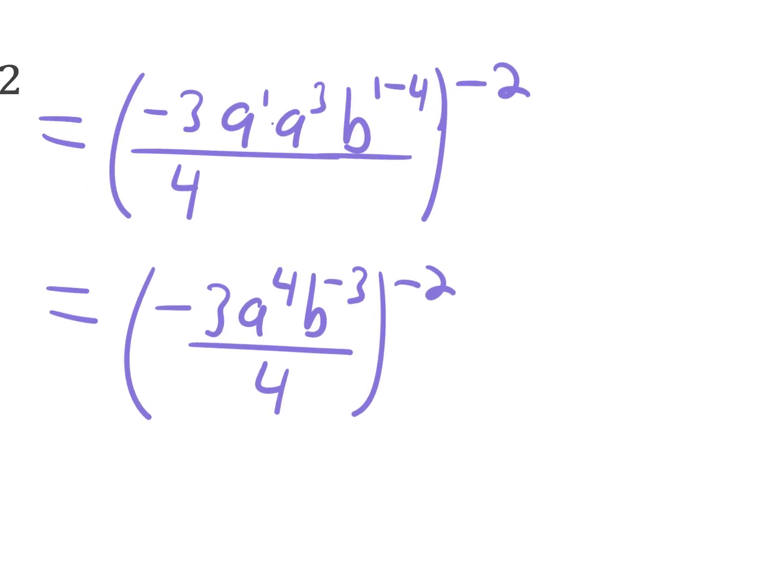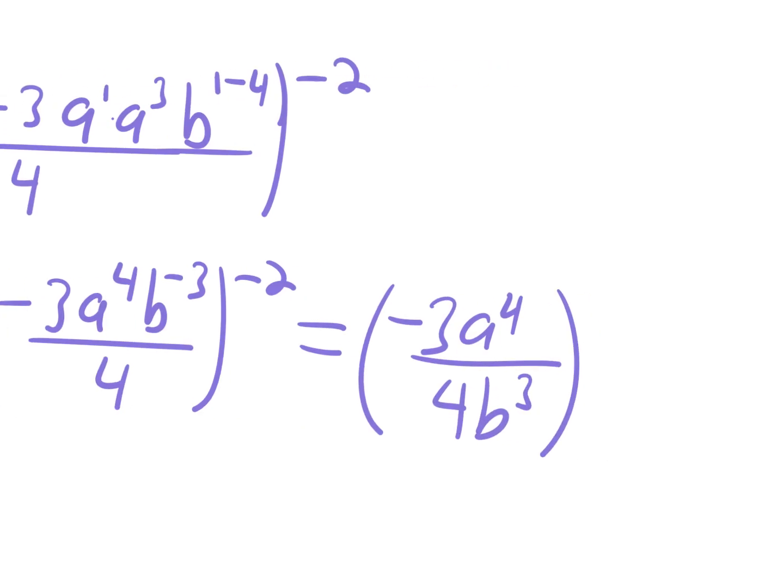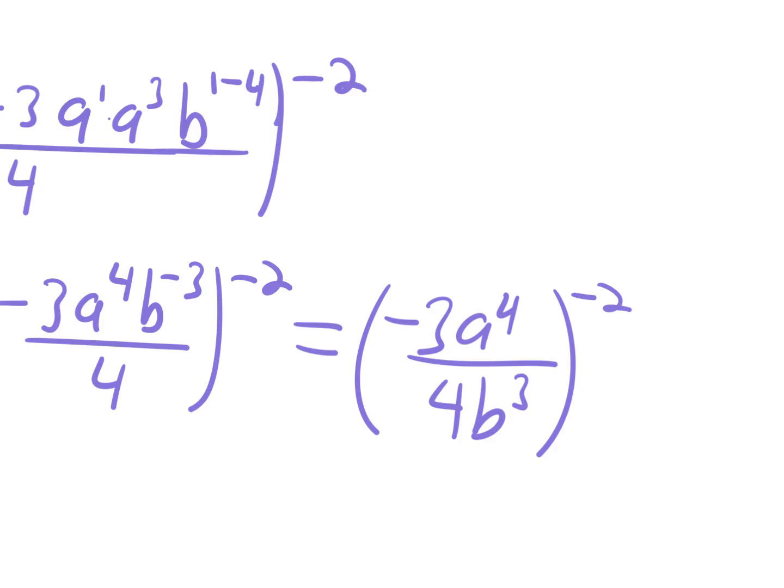Okay. What else can I do to simplify the inside of the parentheses? Good, so this is going to become negative 3a to the 4th over 4b to the positive 3. And this is all to the power of negative 2. Is there anything left inside that we have to do? No. But that made it look a little bit simpler. Not too much simpler, but a little bit.